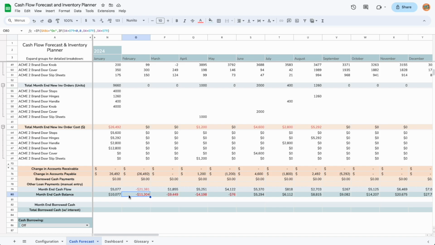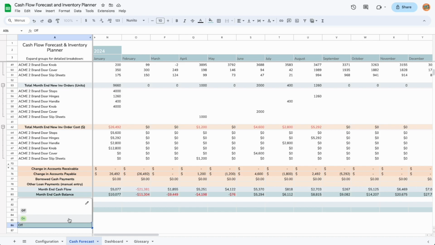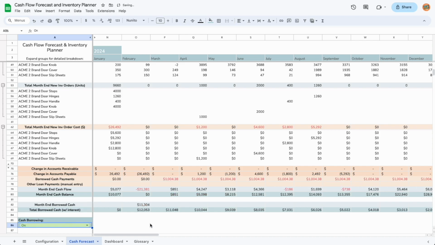So if we go to the cash borrowing toggle and we toggle cash borrowing on, you'll see that the cash borrowing calculator will assume that you borrow exactly the amount that you have in deficit. And then below the month-end borrowed cash, you see the total borrowed cash. The total borrowed cash is the total amount that you're borrowing, including the total amount of interest that you would pay over a 1-year term loan.